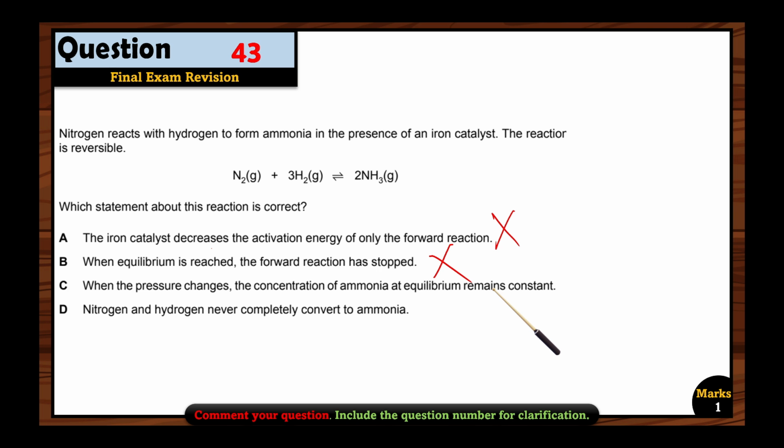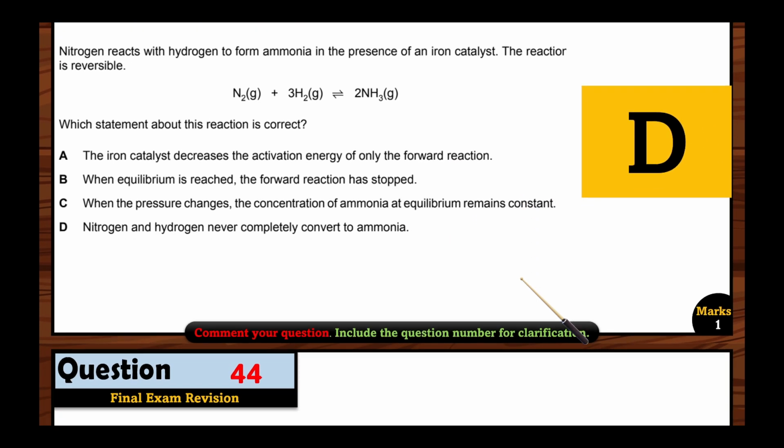When the pressure changes, the concentration of the ammonia at equilibrium remains constant. Wrong. If you change the pressure, the equilibrium will move towards the right, and the concentration of the ammonia will increase. Nitrogen and hydrogen never completely convert to ammonia. Yes, this option is right, because in reversible reactions, the decomposition of ammonia and the formation of ammonia are at the same rate, right? So nitrogen and hydrogen can never be completely converted to ammonia. So option D is the right option.